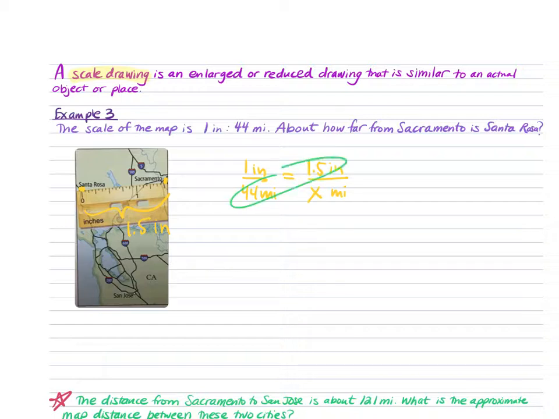So we're going to cross multiply these, and we can ignore the units at this point. I just wrote them so that you can see which one. The inch goes on top, miles goes on bottom, but they actually cancel. So 1 times x is x, 44 times 1.5 is 66. And we don't actually have to solve for that. X equals 66, and units are miles. So Sacramento is 66 miles from Santa Rosa.